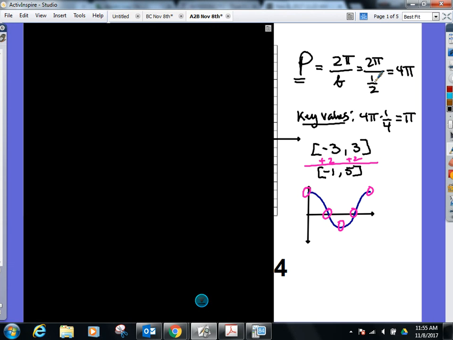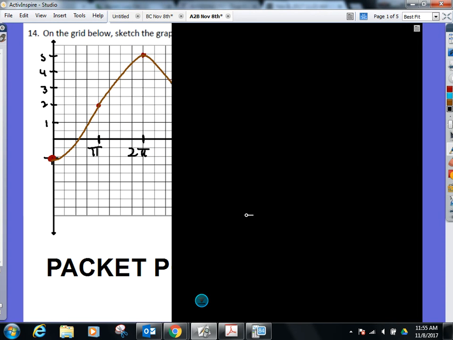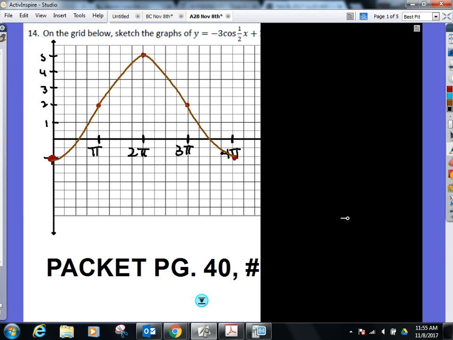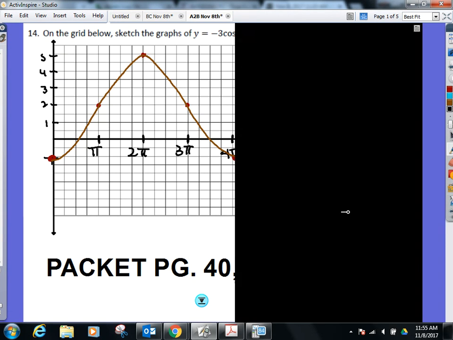That is not what you go by. That's where you end this curve, at 4 pi. What do I go by? I take 4 pi, divide it into 4 equal parts, so I'm going by pi. So take a look at the x-axis I have here: pi, 2 pi, 3 pi, and 4 pi. That's how you figure out the x-axis. All right, it's going by the period.